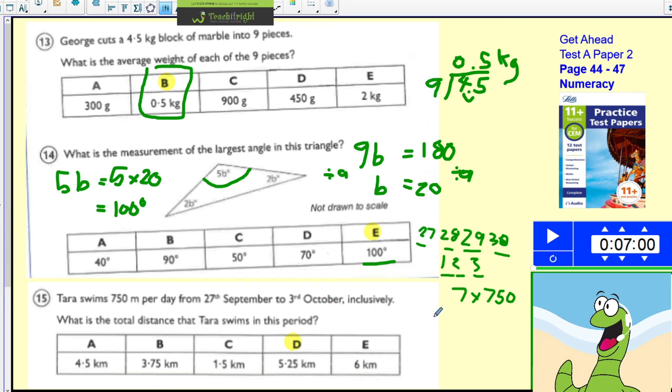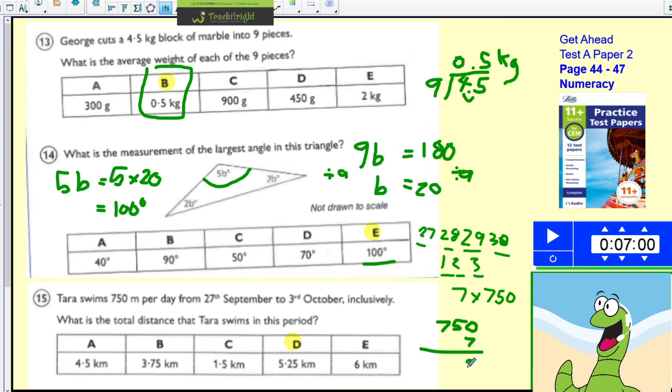So now I need to do 7 times 750. Again, for this one, we've actually done it before. I think in an earlier question, 7 times 750 or 7 times 7.5. You might choose to double this and add it together 3 times, or set out as a bus stop. I think for this one, because 7's slightly larger, I might choose to do it this way.